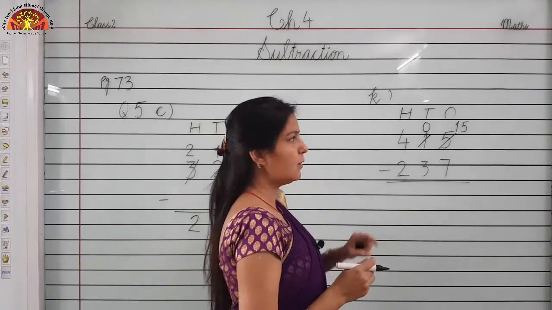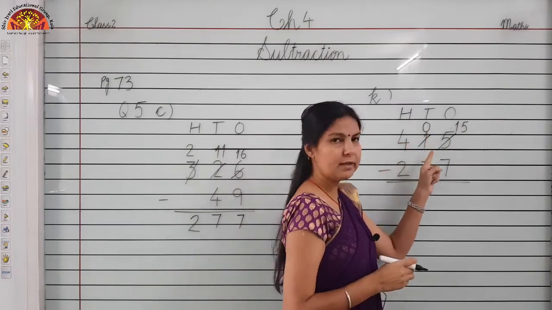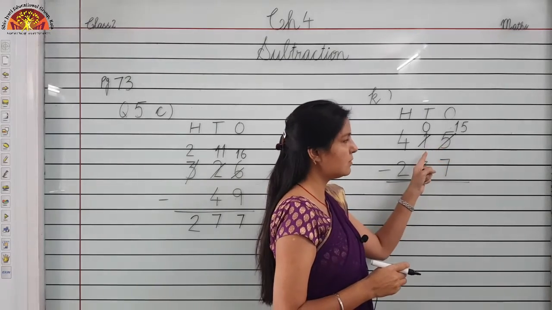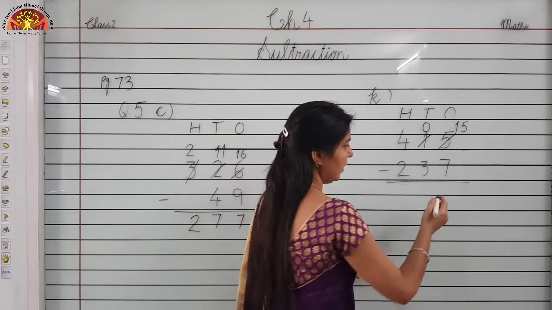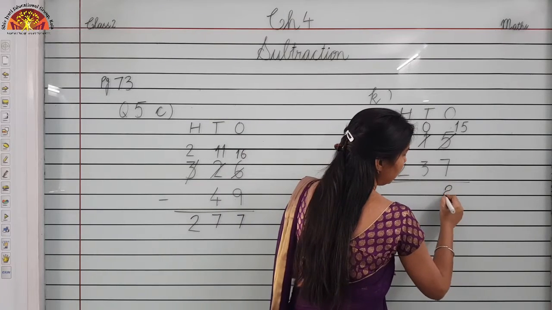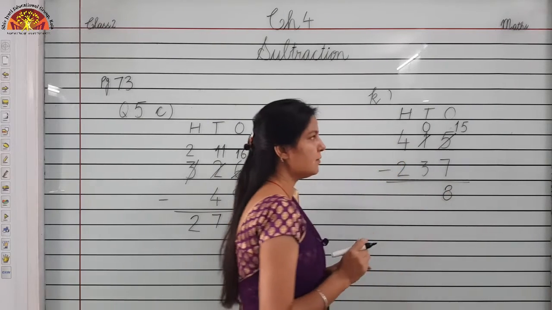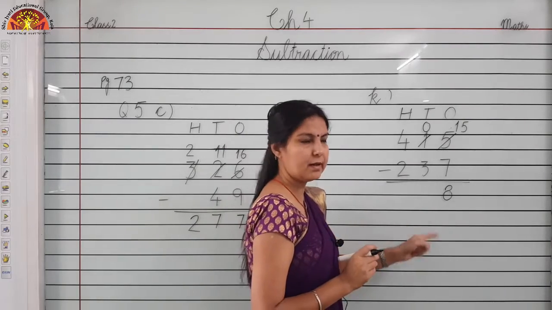From where we are taking borrow? We are taking borrow from the tens place, because it is nearer to ones. Now 15 minus 7 will be 8. After counting 7, you will reach 15, then 8 will come.